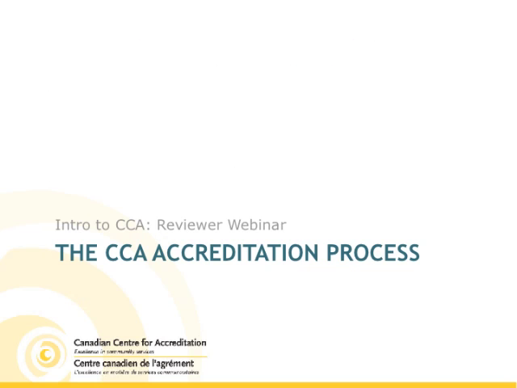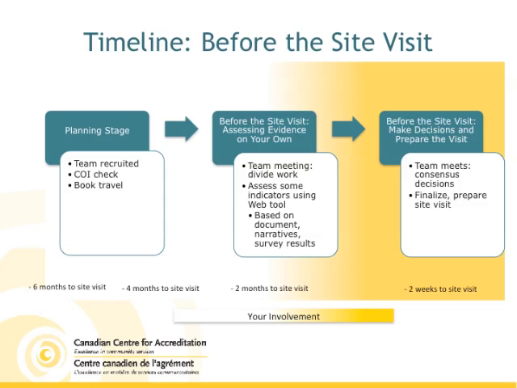Now let's look at the CCA accreditation process in a little more detail. This is the timeline of a review from your perspective as a reviewer. The planning stage starts about 6 months before the organization's site visit, when we recruit you onto a team. We do a conflict of interest check with you and with the organization. Once conflict of interest clears, we authorize you to book your travel and give you the go-ahead.